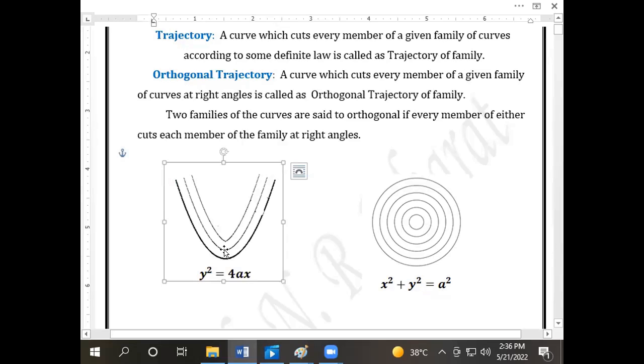If the parabola intersects this particular circle, then what happens? Each and every member of this parabolic family is intersecting each and every circle at some angle. Sometimes that angle is less than 90 degrees, sometimes it is greater than 90 degrees, and sometimes the angle between these two curves is 90 degrees. Then the trajectory there is nothing but the orthogonal trajectory.